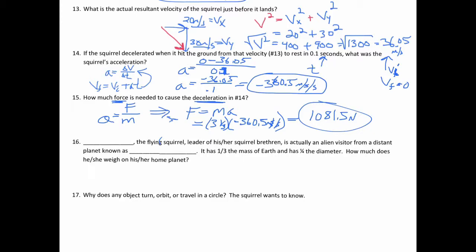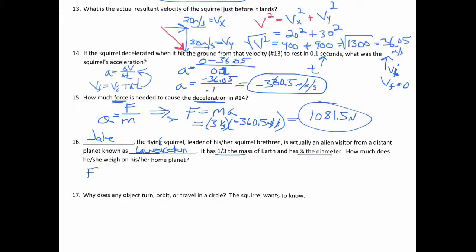Alright, so we take a drastic turn to number 16 and move on to gravitation and a little bit of circular motion. So Jake, our flying squirrel here, leader of his or her squadron of squirrel brethren, is actually an alien visitor from a distant planet known as Lawrencetown. We'll go with that. It has 1/3 the mass of Earth and 1/4 the diameter. How much does he or she weigh on his or her home planet?